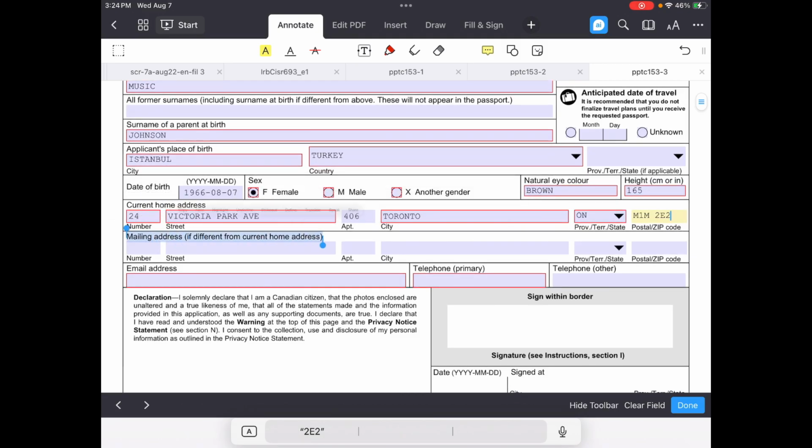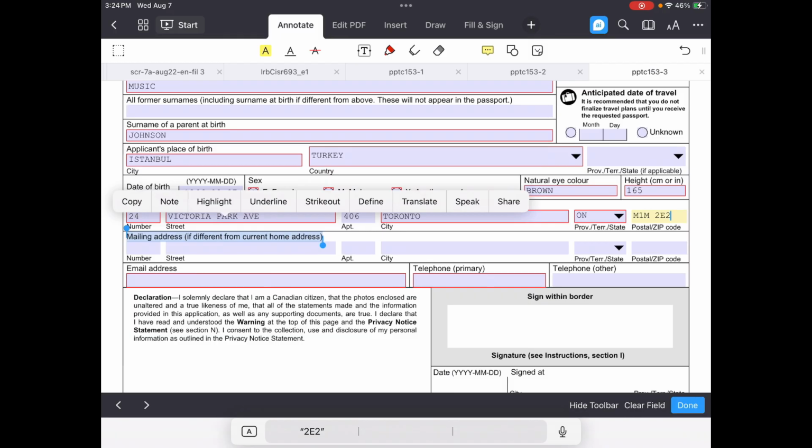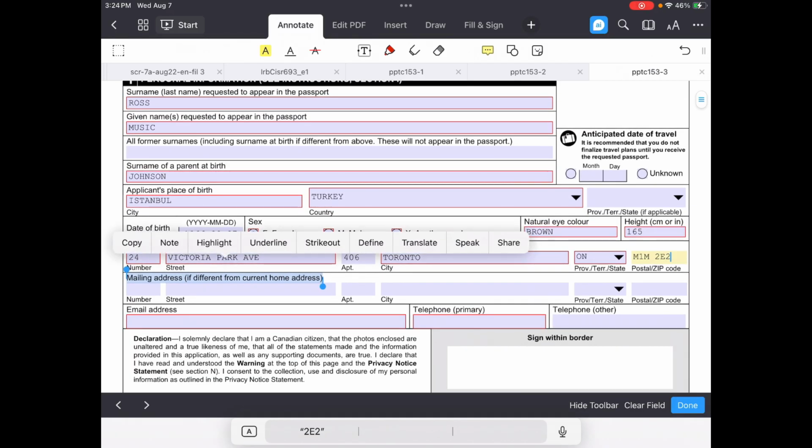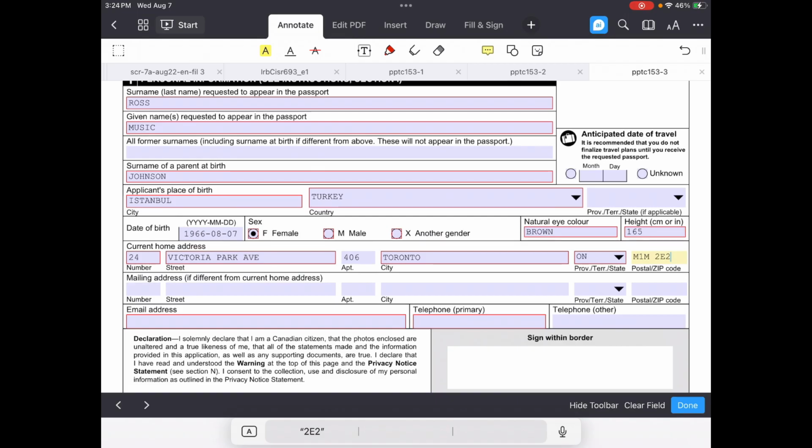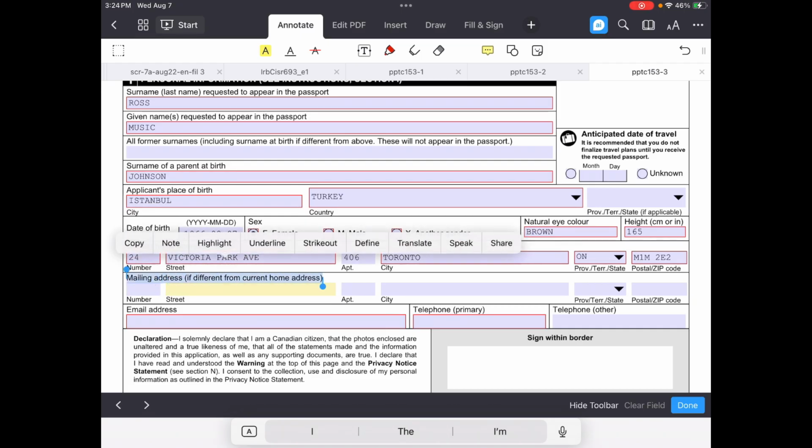And for mailing address, if your mailing address is the same as your home address, the address that you just entered, then you just leave this part blank and you move on to the next section, which is email address. But if your mailing address is different, you must type it here. And keep in mind that they are going to send you your Canadian passport to your mailing address. So if it's different, make sure you enter the address that you want your Canadian passport to be mailed to, because the mailing address is the address that they're going to send your Canadian passport to.